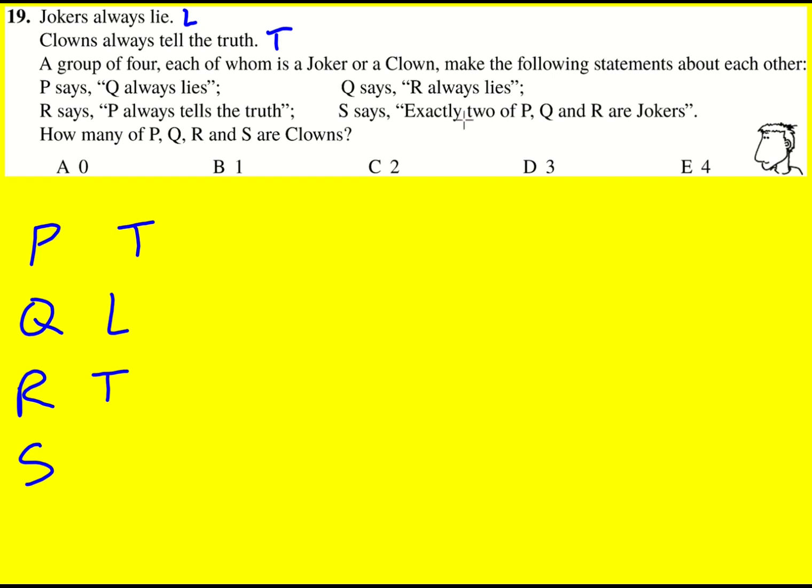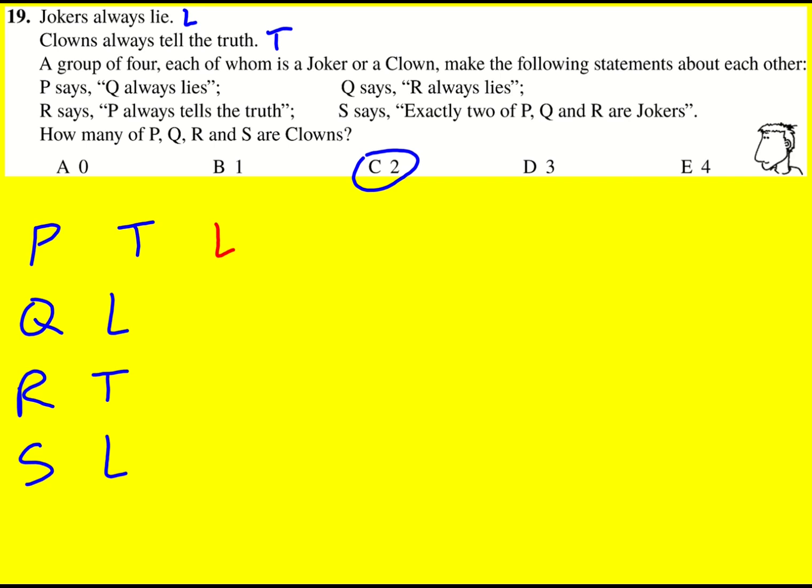And finally, S says exactly two of P, Q, and R are jokers, but actually only one of them is. So it must be, in fact, that S is lying. Now, you might be very tempted at this point to say that two of them are clowns, and you would be correct, but just for completeness, we really should check the alternative, to show that we get two clowns if P is lying as well.